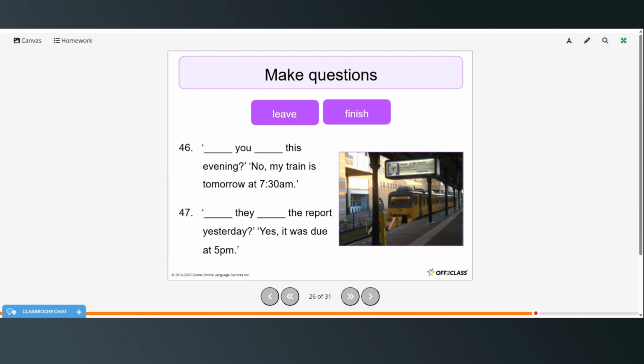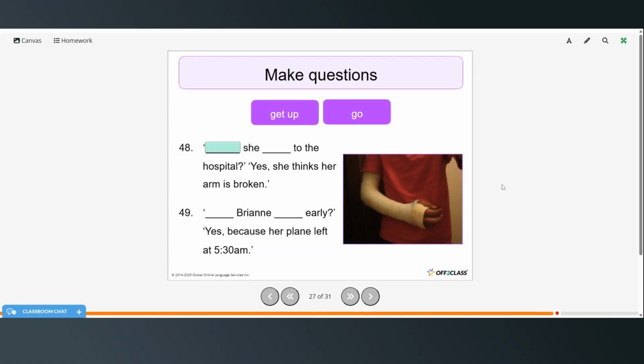Did you leave this evening? No, my train is tomorrow at 7:30 a.m. Did they finish the report yesterday? Yes, it was due at 5 p.m. Did she go to the hospital? Yes, she thinks her arm is broken. Did Brienne get up early? Yes, because her plane left at 5:30 a.m.